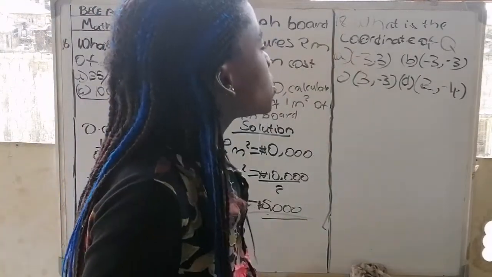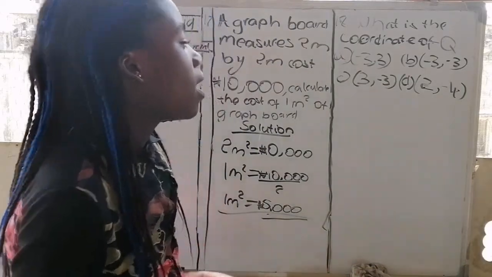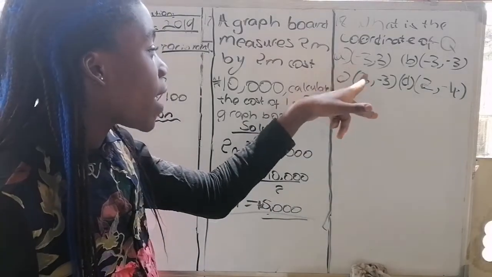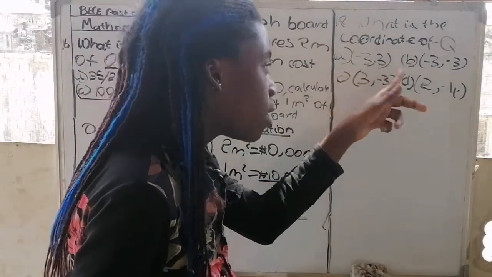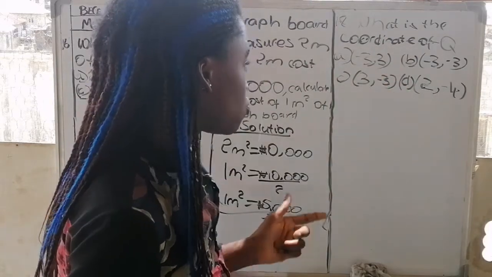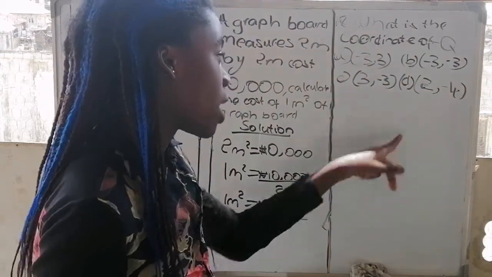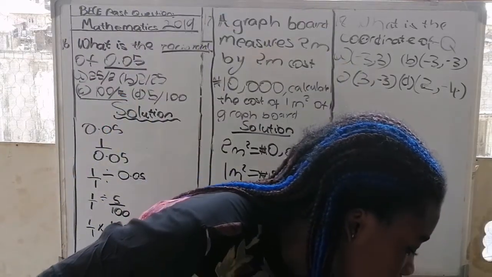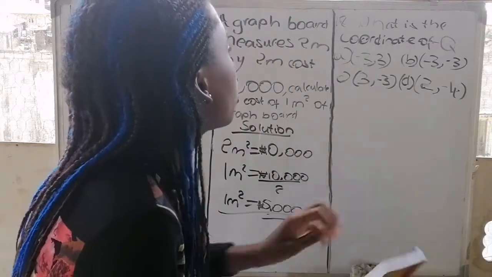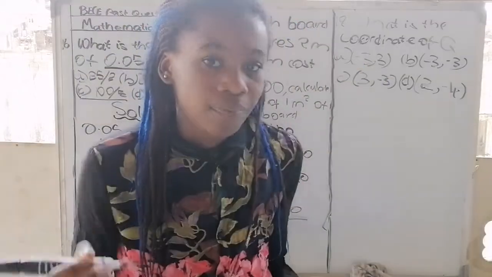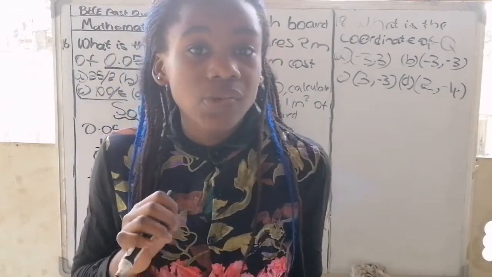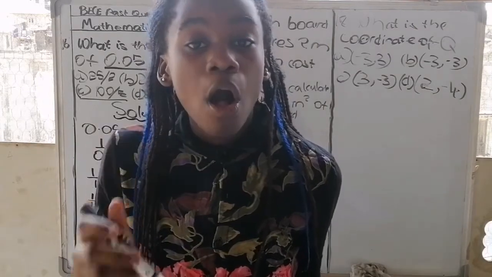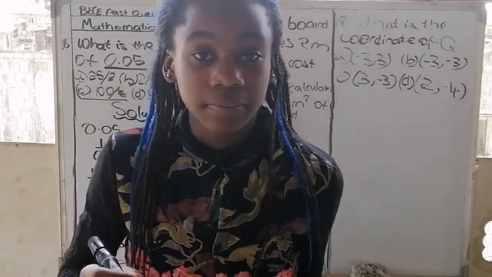So now, what is the coordinate of Q? Now you're going to see a graph, and then option A says -3, 3. B says -3, -3. C says 3, -3, and D says 2, -4. Now, if you take a look at the graph once again, we're looking for the coordinates of Q. And whenever we're asked to check for the coordinates of something, you always start from the x-axis. Remember, always start from the x-axis.